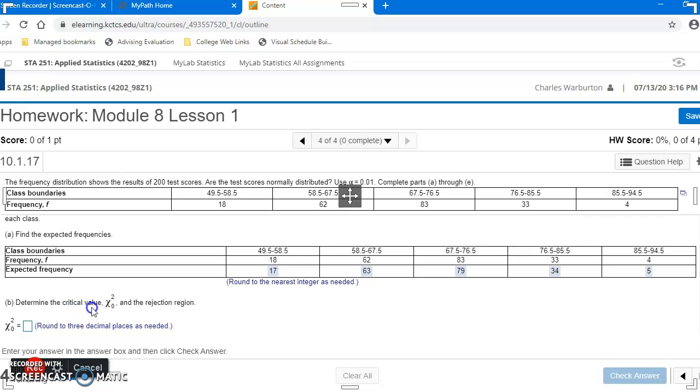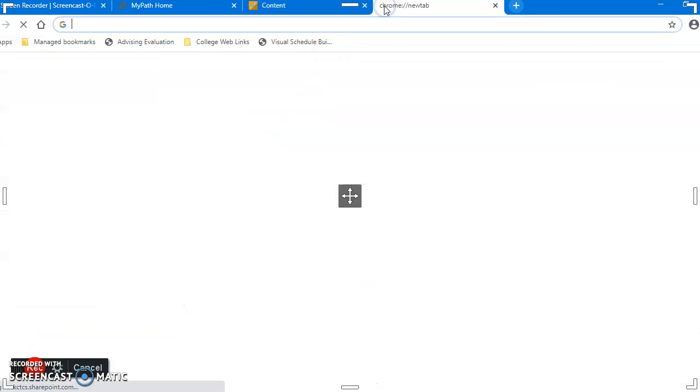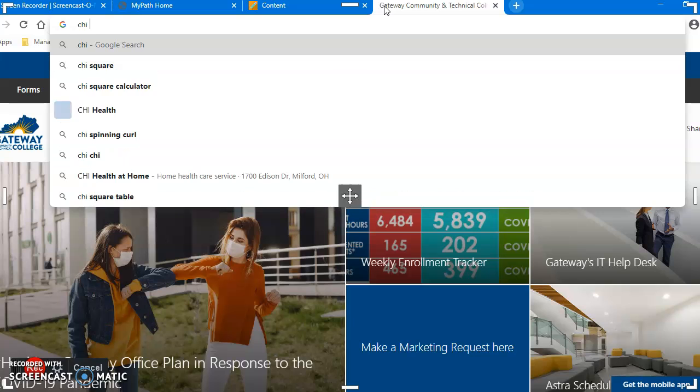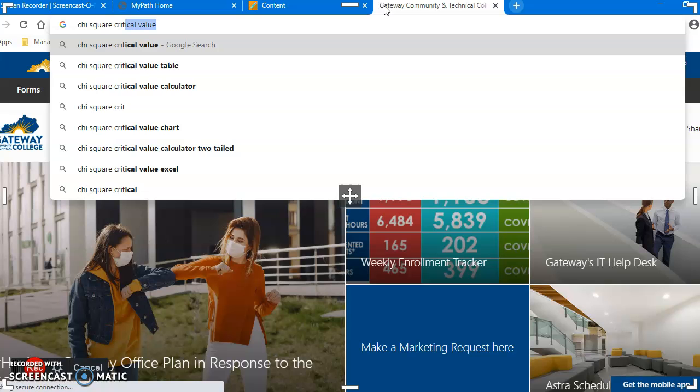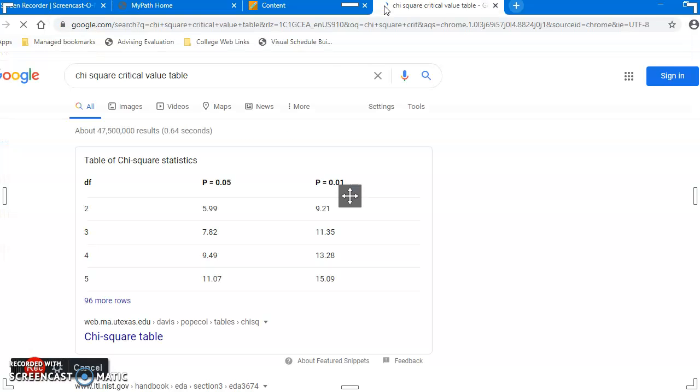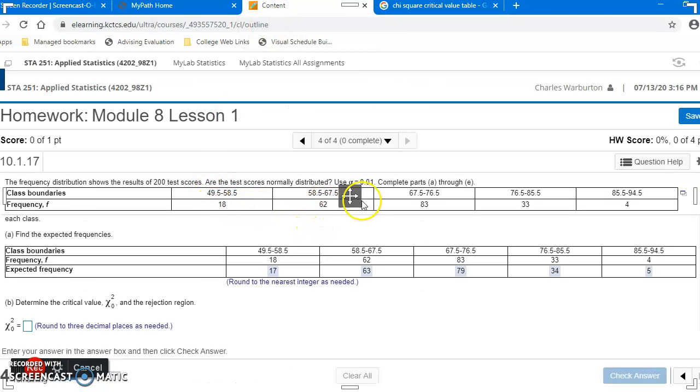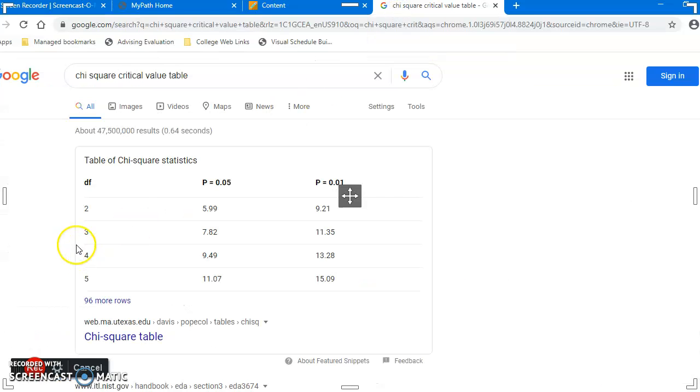Next, they want us to find the critical value. That's kind of like the borderline for the chi-square. What we need to do there is get the chi-square critical value table, and it depends on the degrees of freedom. The degrees of freedom are how many categories there are minus 1. We got 1, 2, 3, 4, 5 categories, 5 class boundaries. 5 minus 1 is 4, so our degrees of freedom are 4.